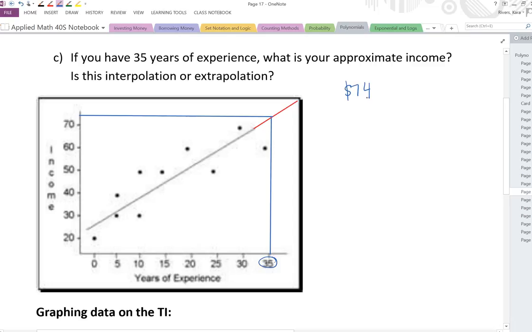Okay, now that's not $74. They haven't told us what this income is, I'm assuming this is in the thousands of dollars, so $74,000. But when we're reading it off the side here, they haven't given us the units that they're measuring in. So I just put dollars, but I'm assuming there's three zeros after that. Okay, is this interpolation or extrapolation? Well, because we had to extend the data, this is considered extrapolation.